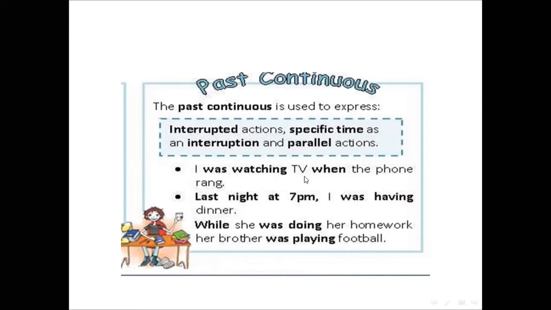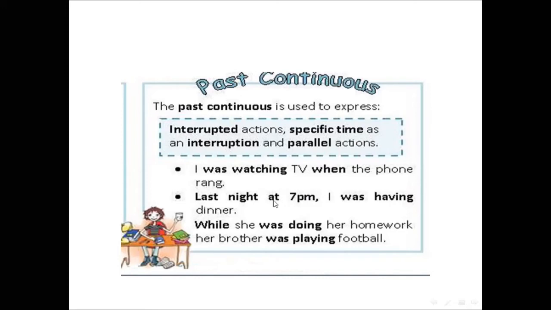I was watching TV when the phone rang. This verb, okay, or this action interrupts this action. Now we can say about this sentence that a short action interrupted the long action by using "when". Second, last night at 7 p.m.